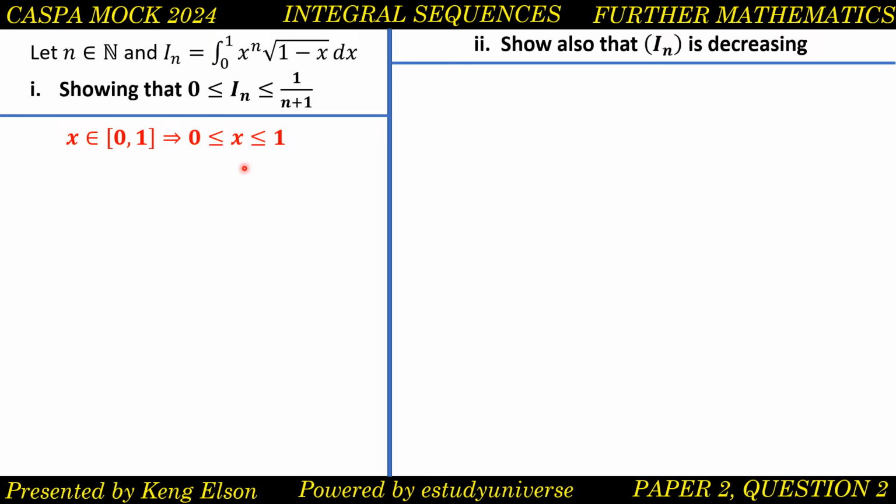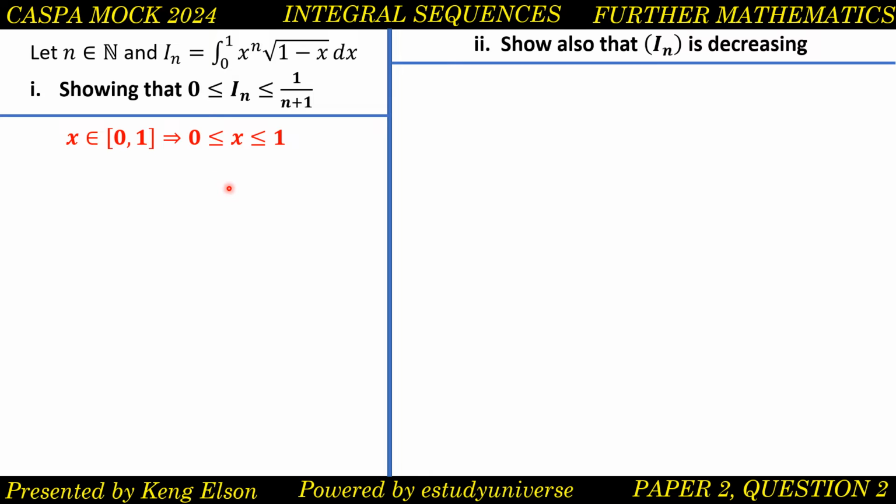The bounds are included because they belong to the domain of definition of the function. Because when x is 0, the square root of 1 minus x will exist. And when x is 1, also the square root of 1 minus x will exist. So that's why we have to include the bounds in the interval.